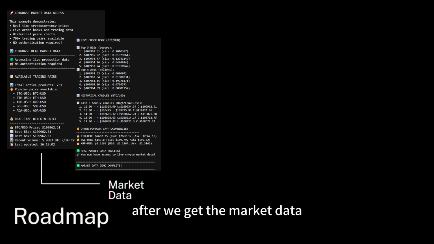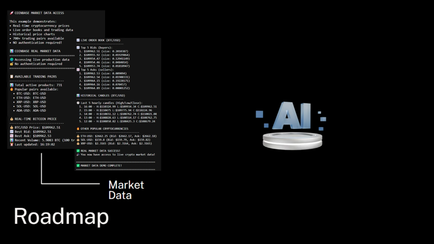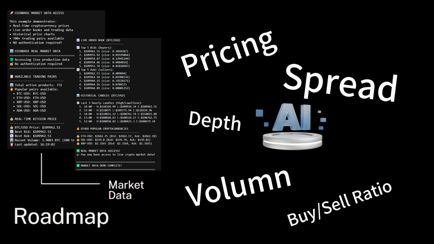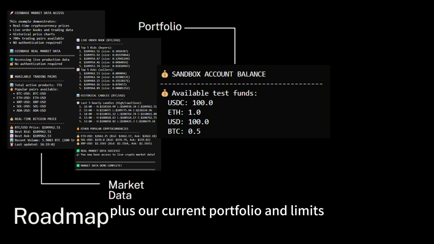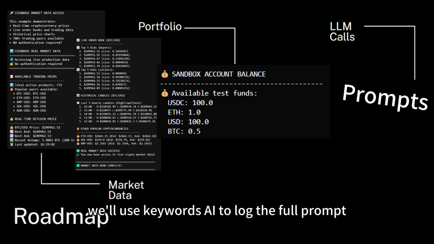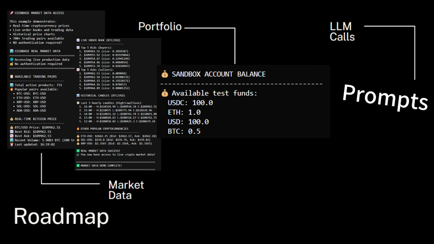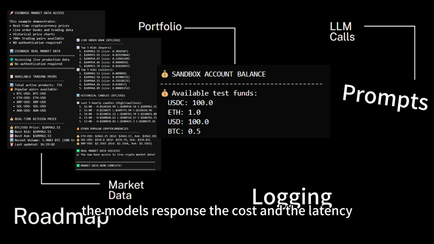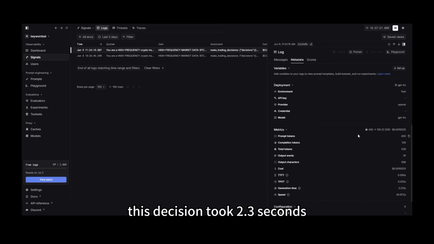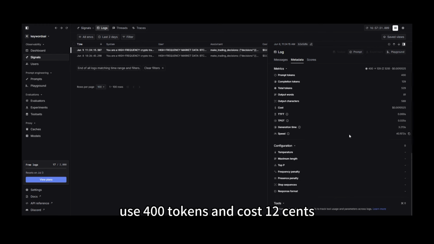After we get the market data, this is where the AI comes in. We collect market data like pricing, volume, buy-sell ratio, spread, and depth, plus our current portfolio and limits. Then we'll format them into a prompt and send it to the LLMs. Here's an example. Every time the bot calls GPT, we'll use Curate's AI to log the full prompt, the model's response, the cost, and the latency. For example, if we make a request and go to Curate's AI dashboard, this decision took 2.3 seconds, used 400 tokens, and cost 12 cents.